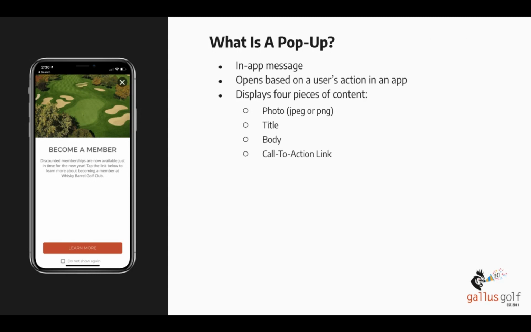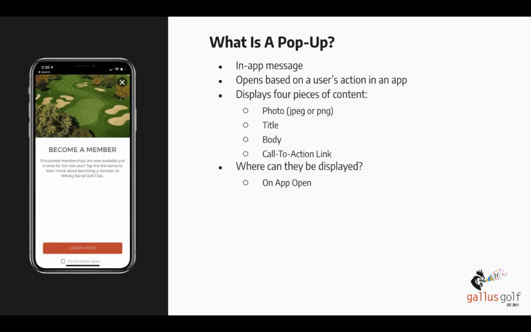So going back to the user's action in the app, where can these be displayed? They can really be displayed in 2 main areas, if you will. One is on app open. So these pop-ups can appear whenever someone opens your app just before they see the home screen.